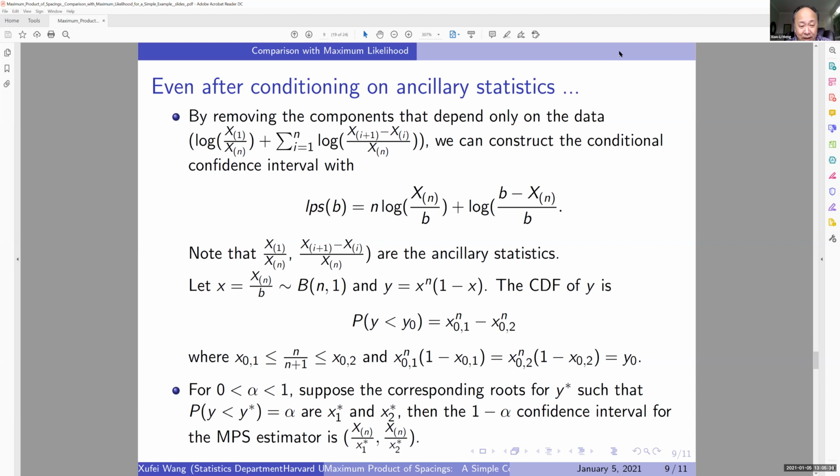But I don't think we actually got to choose x1 star by ourselves. It had to be solved by this equation. There are 2 equations, so there's a unique answer. The x1 star and x2 star are given by x to the power n times 1 minus x equal to y star, where y star is the quantile from the beta distribution. We can solve for x1 star and x2 star exactly and plug them in here to get this confidence interval. I see.